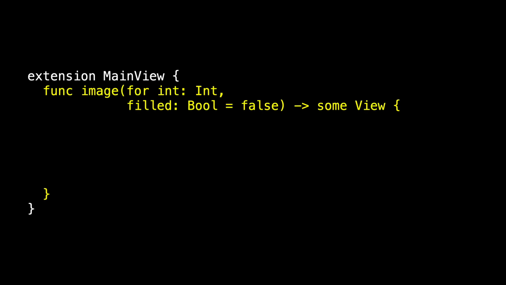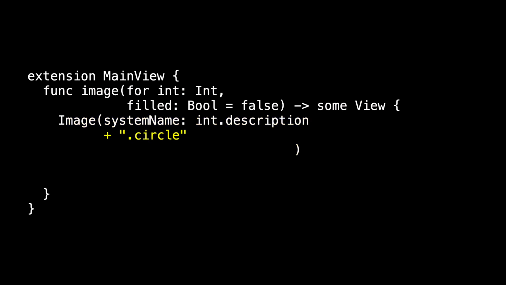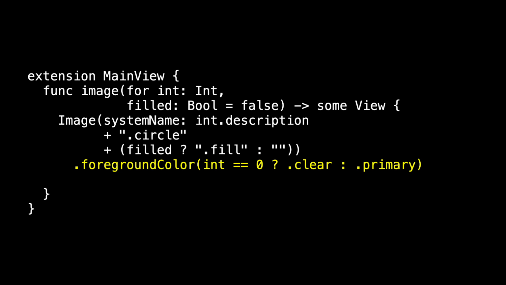Really, that's all I wanted to show you about async streams, but for completeness, let's look at image. Image is a helper method that takes the int to be displayed along with whether or not the circle should be filled and returns a view. We're going to create an image using SF symbols where the base is int.description, we'll append .circle, and then if it's to be filled, we'll append .fill. So that nothing is displayed until we tap next the first time, if the int is 0, we'll use a clear color, otherwise we'll use the primary color, and finally we'll display using a large title. And that's how we get this look.